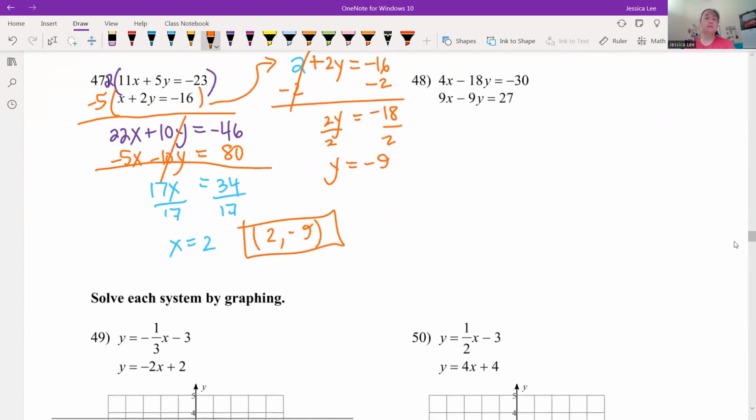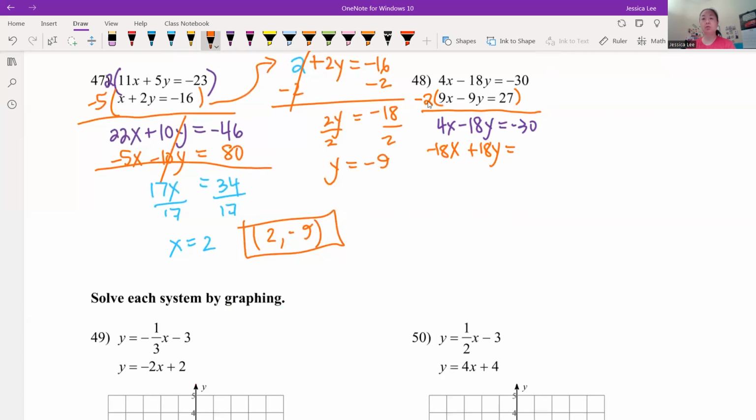Our last one for this set. Okay, I'm going to cancel out the y's because I can see that 9 times 2 would give me that 18. I'm just going to multiply the bottom by negative 2, because since they're both minuses, they need to be opposite so they can cancel out. All right, so I'm going to just copy down the top part. 4x minus 18y is equal to negative 30. And we got 2 times negative 9 is negative 18y, and 2 times 27 is negative 54.